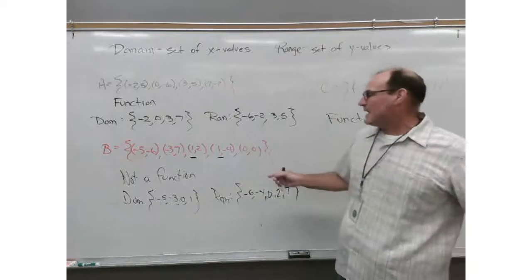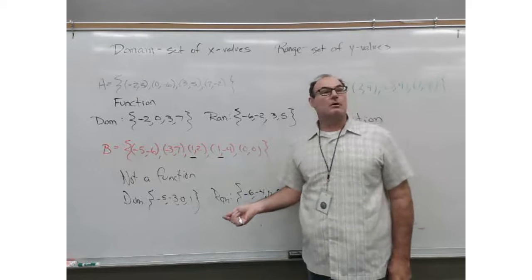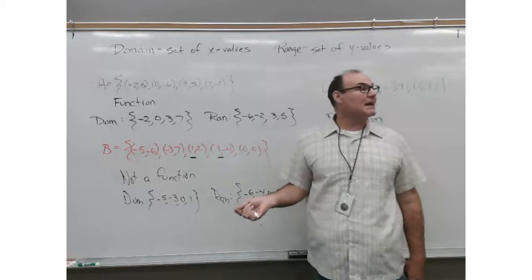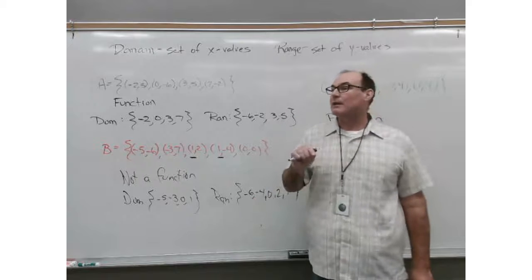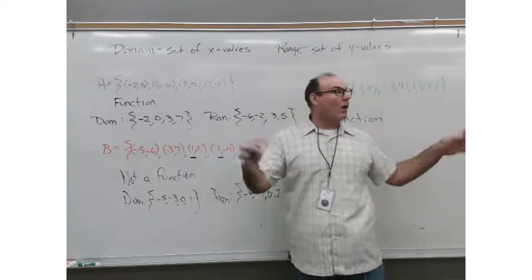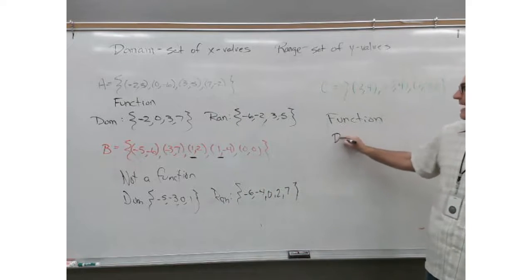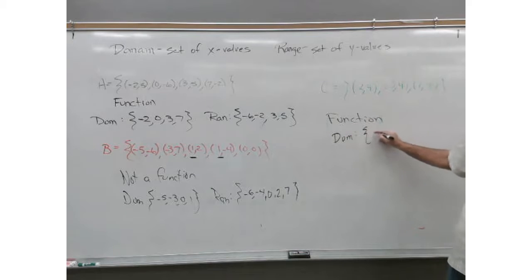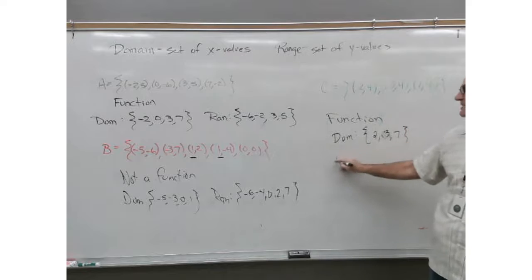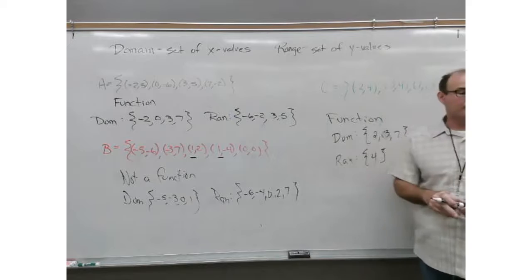A question you may have is, hey, Mr. Perkins, why didn't you write the number 1 twice? You don't have to. You don't need to repeat things when you write down sets. So if you did, erase the other 1. You don't need it. Once you put it in the set, it represents all ones there might be. And then finally, over here for C, the domain of this one is 2, 3, and 7. And then last but not least, the range of this last one is just the number 4.